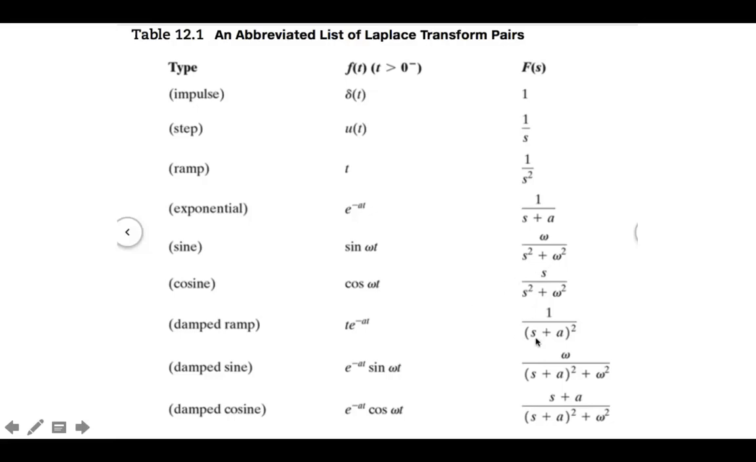The 1 over s plus a squared term, which is similar to the 1 over s plus a term, but it's squared, that represents what we would refer to as a damped ramp, or a ramp that's multiplying exponential decay. Furthermore, there's a damped sine and a damped cosine, and they have the following functional forms. So you can see that each kind of functional form in the S domain has a corresponding functional form in the time domain.